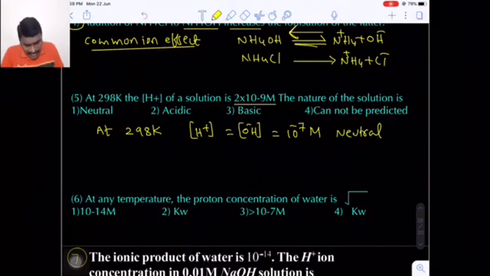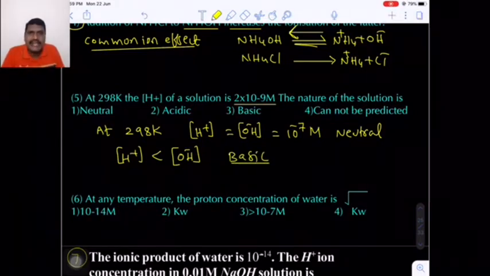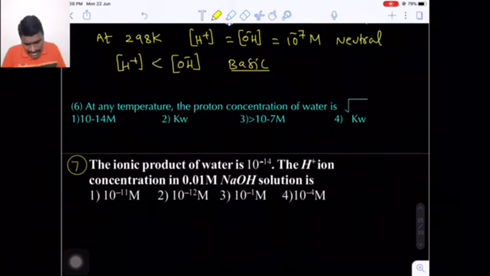Okay. Now, if you see the H plus ion concentration, which is 2 into 10 raised to minus 9 moles per liter, it is less than the OH minus ion concentration. Yes or no? That means OH minus ion concentration will be more than the H plus ion concentration. That means the aqueous solution will be in which nature? Basic in nature. Because the H plus ion concentration decreases, the OH minus ion concentration should increase. So that's why the solution will be basic in nature. Okay. Now come to the next question.